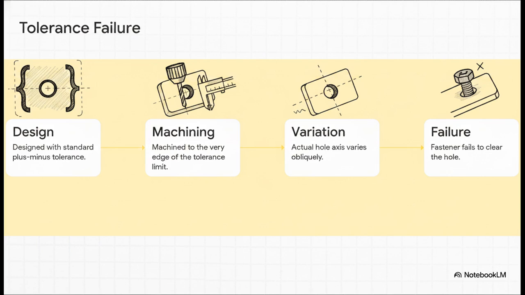Step 1. The engineer designs the bracket with a standard plus-minus tolerance for the hole size. Step 2. The machinist makes the part, cutting it right to the absolute edge of that tolerance limit. The caliper says it's technically the right size. But step 3, out in the real world, the actual axis of that hole varies obliquely. It's tilting completely out of perpendicularity with the surface. So by step 4, when you drop the fastener in, it fails to clear. The dimension was right, but the physical feature failed.